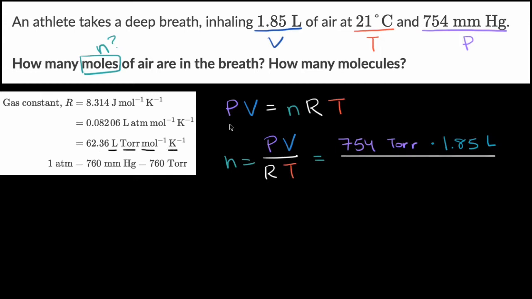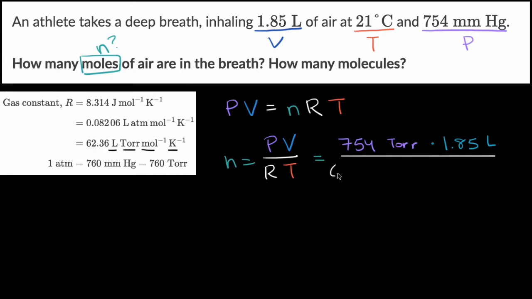I know what you're thinking. Wait, the temperature is given in degrees Celsius, but it's easy to convert from degrees Celsius to Kelvin. You just have to add 273 to whatever you have in degrees Celsius to get to Kelvin, because none of these are given in degrees Celsius. And so I will use this ideal gas constant.